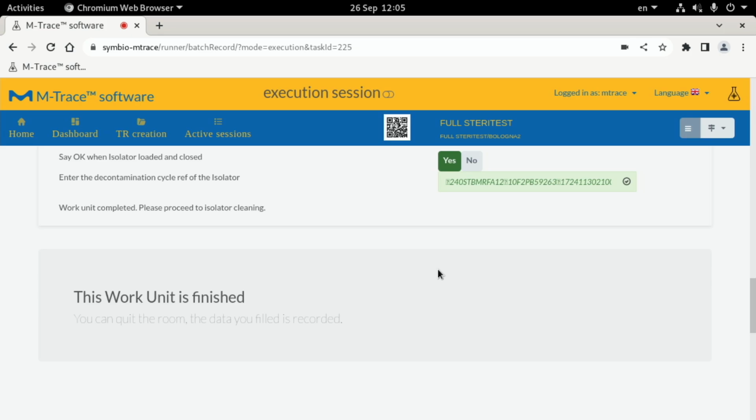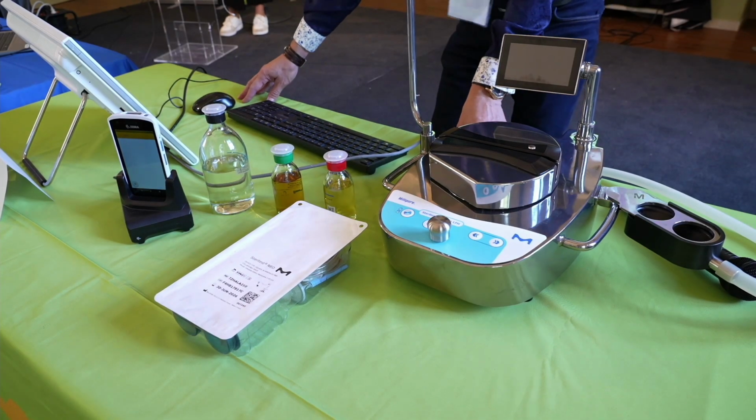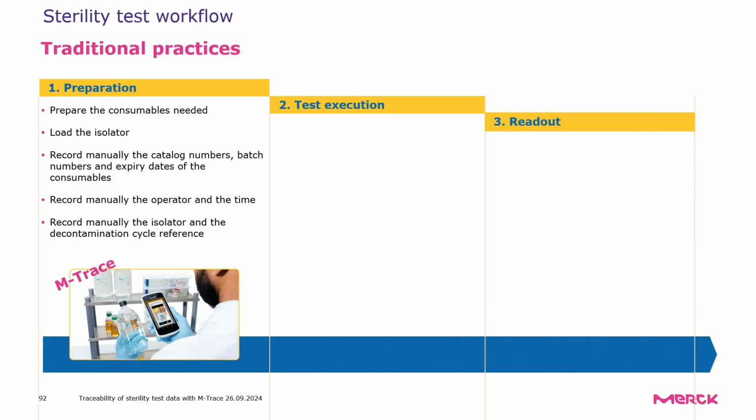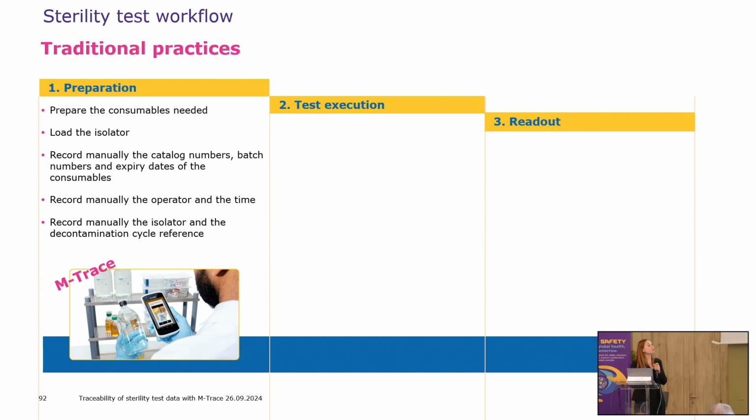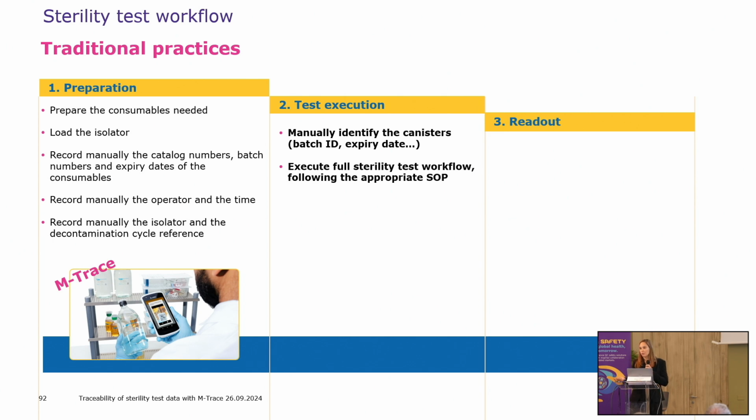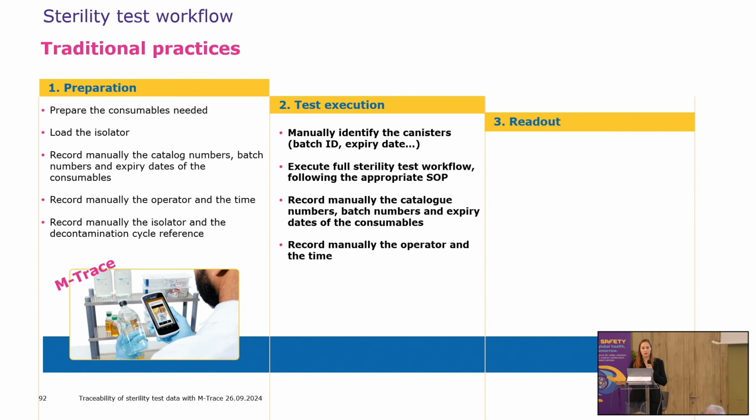Okay, at this step, we are going to move to the next slide to see the activities we perform during the execution of the test with the traditional method. We manually identify the canisters, the batch ID, and the expiry date. We execute the full sterility test workflow following the SOP. And we record manually the catalog numbers, the batch numbers, and the expiry dates of the consumables. We also record the operator and the time.